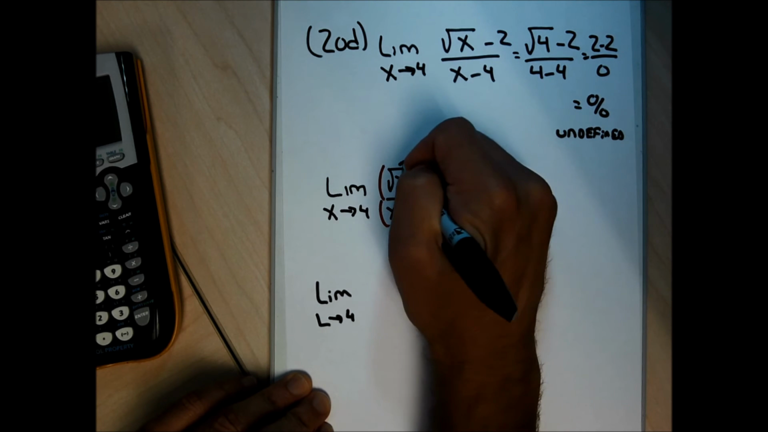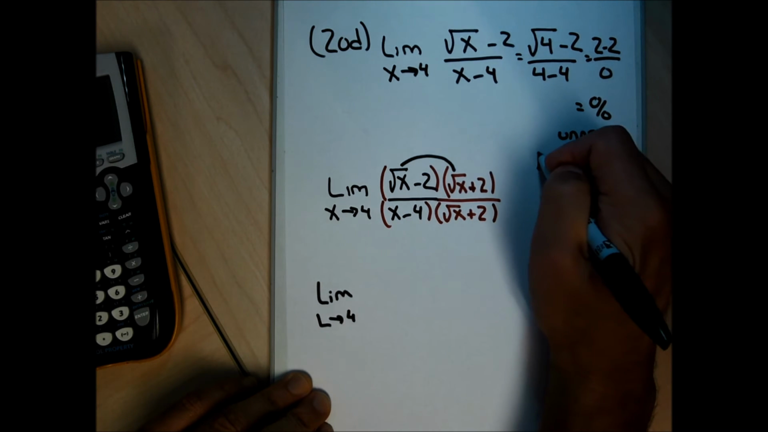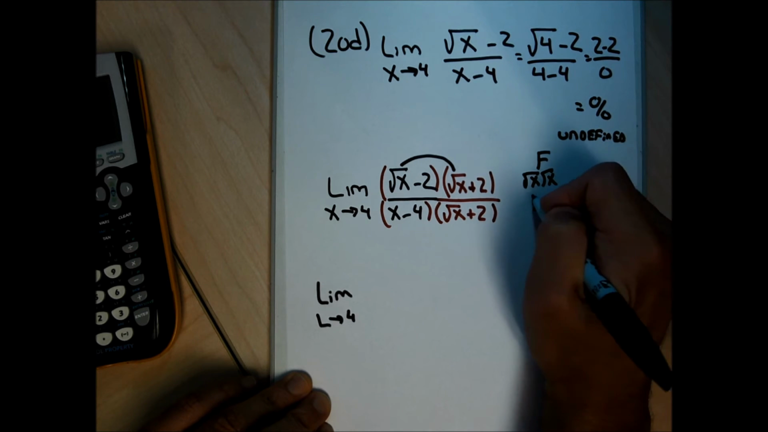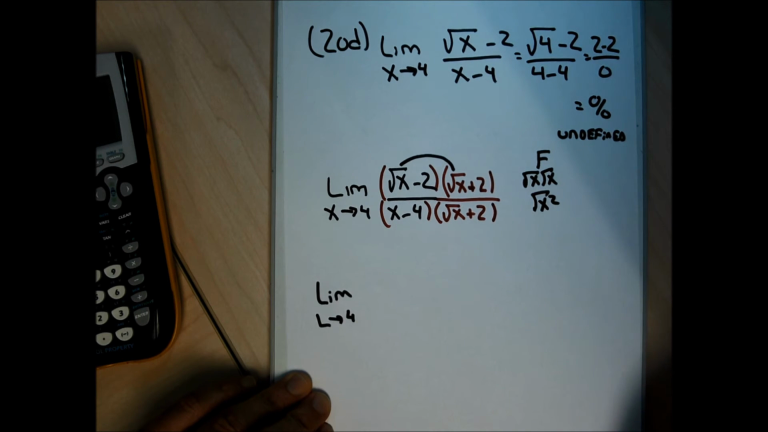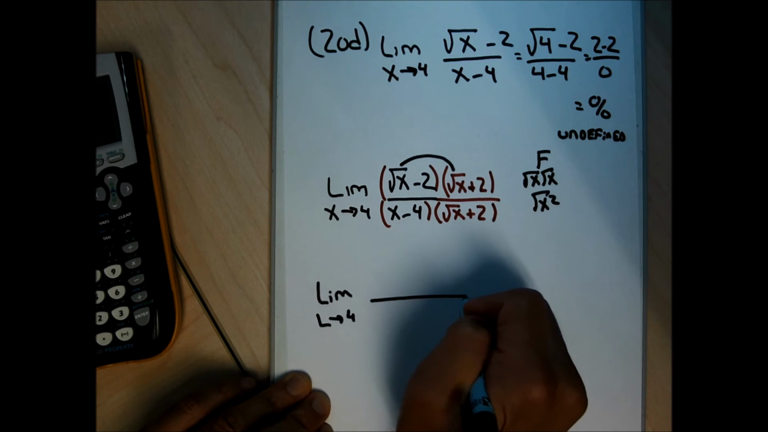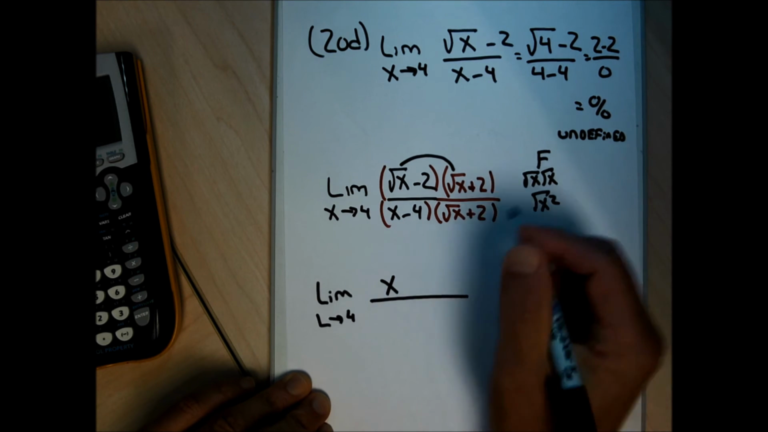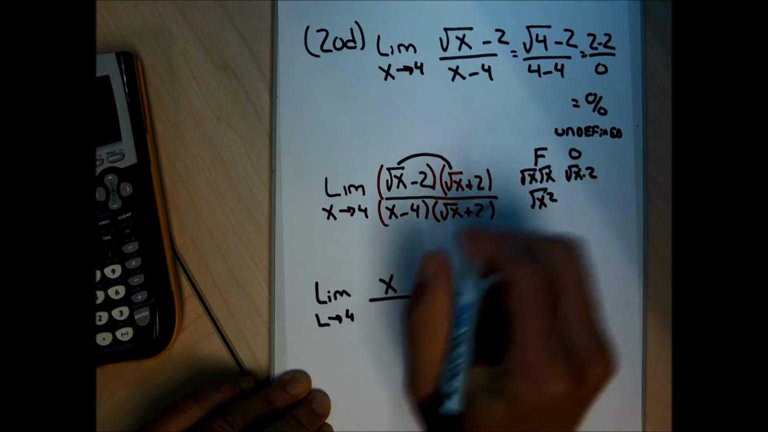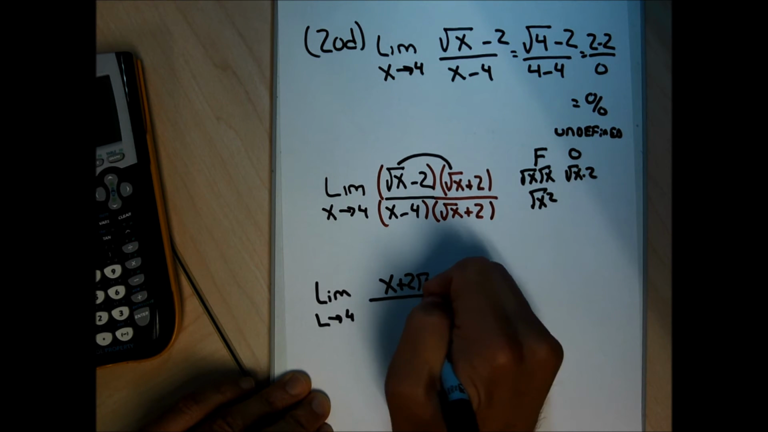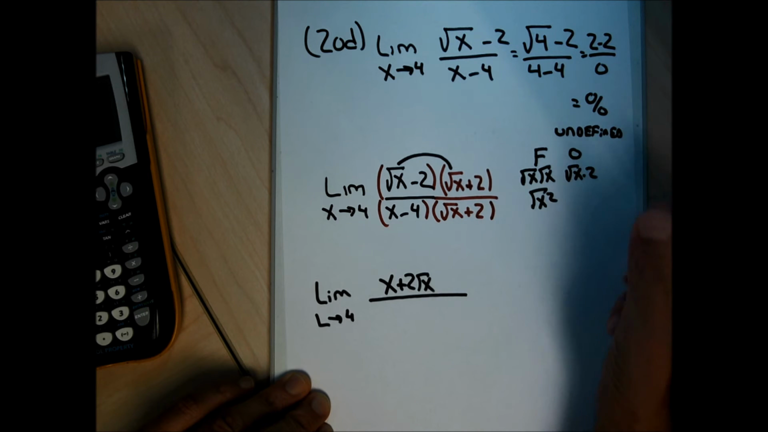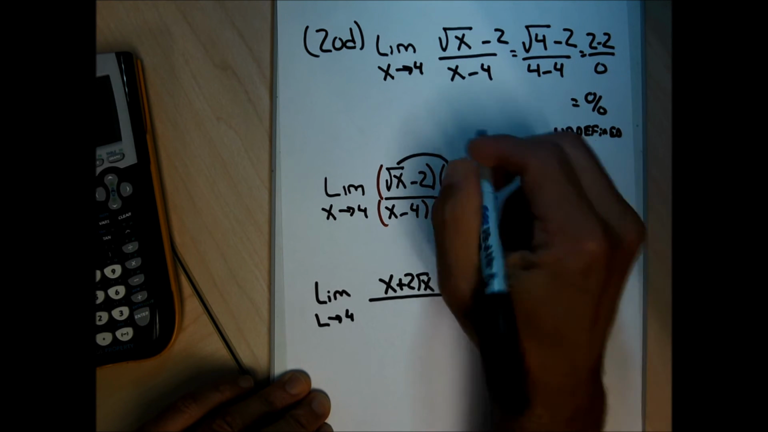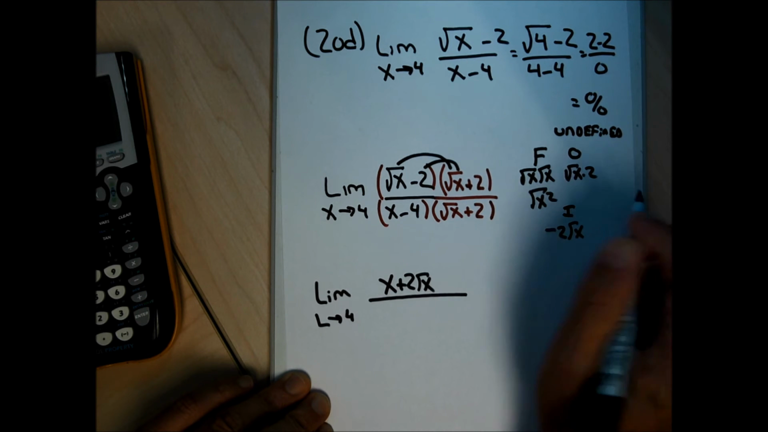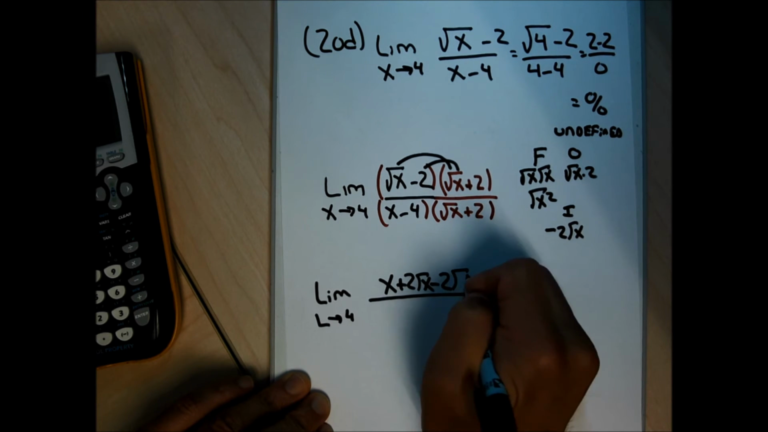So I'm going to go square root of x times the square root of x. So in the numerator, my firsts are going to be the square root of x times the square root of x. That's the square root of x squared, and the square root of x squared is just x. My outers in the numerator are going to be the square root of x times 2, and that's positive 2 square root of x. My inners in the numerator are going to be minus 2 times the square root of x, and that's just minus 2 square root of x.